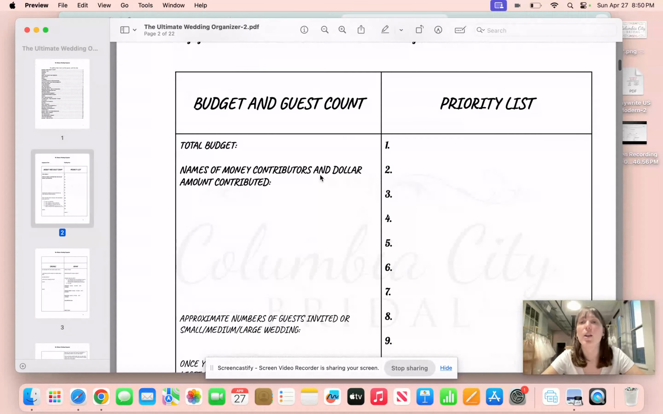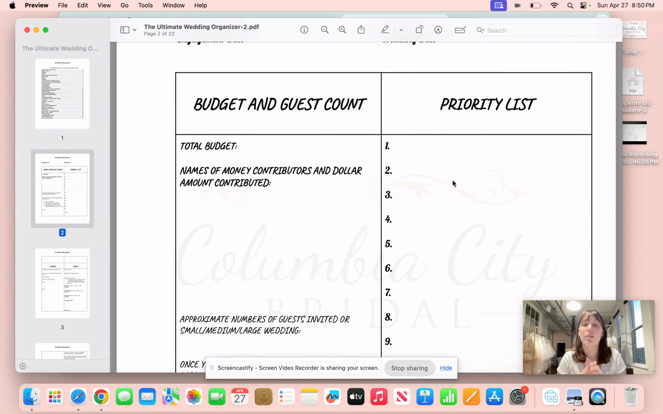Okay, so then, all right, priority list. What are the most important aspects for you? Of course, getting married to your partner is the most important thing, but I'm talking about, is it the venue? Is it the florist? Is it the caterer? What is the most important thing to you? So for example, I would say venue was very important to me because I had a specific vision, right? And so I knew of this place that I just really wanted. It fit my vision, it fit my budget. So number one, I would have put my venue.